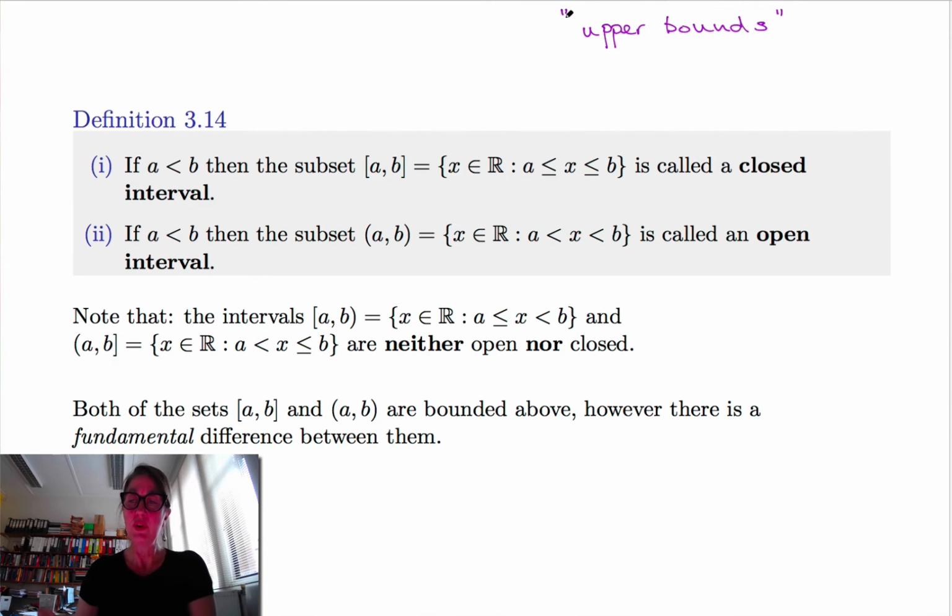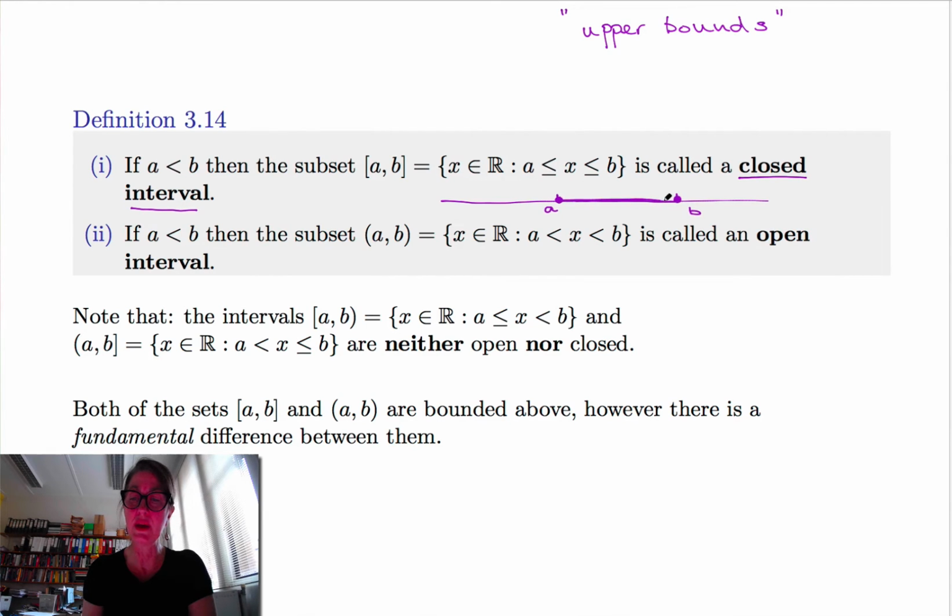So if you look at definition 3.14, if we have two real numbers a and b and a is less than b, then the subset that we denote like this, [a, b] with square brackets at each end, is an interval that you know well. It's called a closed interval, and it's defined to be all the real numbers between a and b, including a and including b. So if you think about this on a number line, and here's a and here's b, then we include a, we include b, and we include every real number in between them.